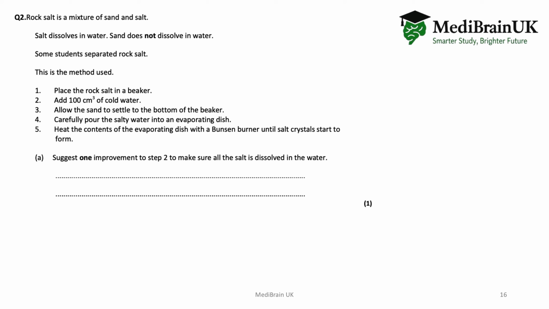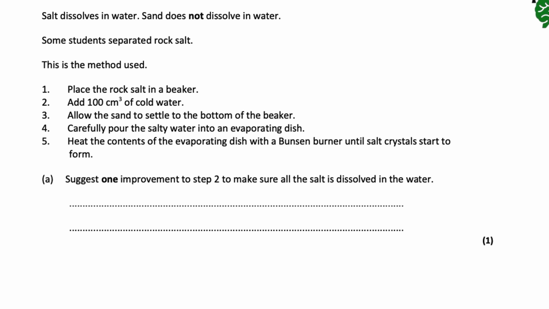Then over here, we've got a method. It says rock salt is a mixture of sand and salt. Salt dissolves in water. Sand does not dissolve in water. Some students separated rock salt. This is the method that they use. So we can see that they've placed the rock salt in a beaker. They've added in 100 centimeters cubed of cold water. They've allowed the sand to settle to the bottom of the beaker. They've carefully poured the salty water into an evaporating dish and heated the contents of the evaporating dish with a Bunsen burner until the salt crystals start to form. So we can see a bit of crystallization going on there.